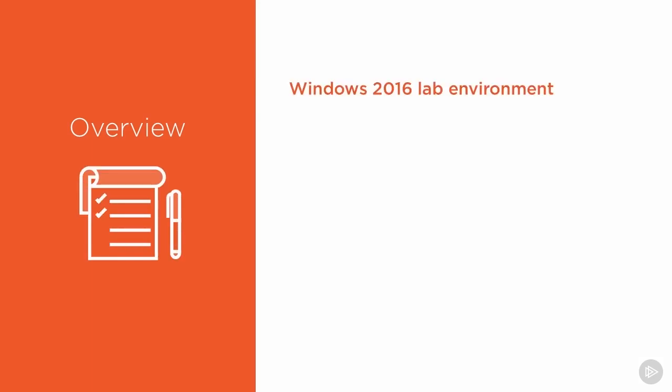So here's an overview. We're going to talk about the Windows 2016 lab environment. As part of this course, you're going to have the opportunity to set up your own, which is really important to making sure that you don't cause any inadvertent production outages.